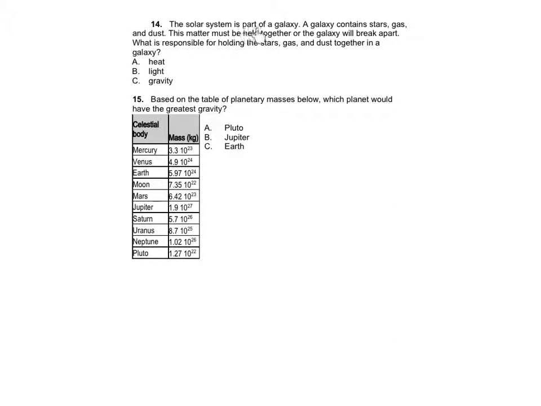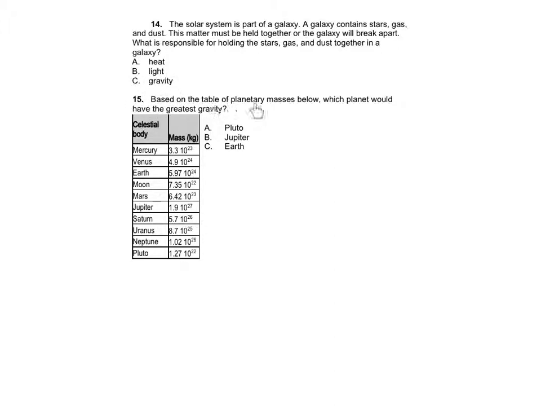Number 14. The solar system is part of a galaxy. A galaxy contains stars, gas, and dust. This matter must be held together or the galaxy will break apart. What is responsible for holding stars, gas, and dust together in a galaxy? A, heat. B, light. C, gravity.